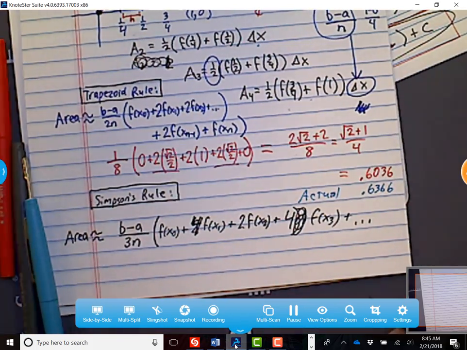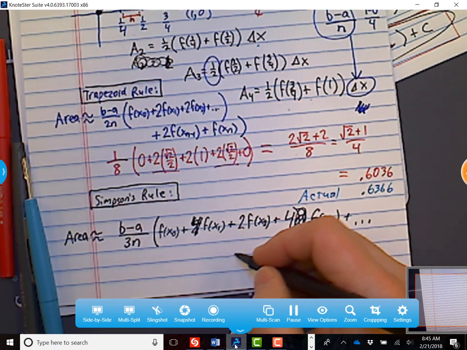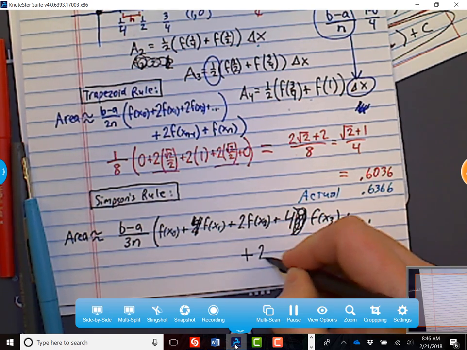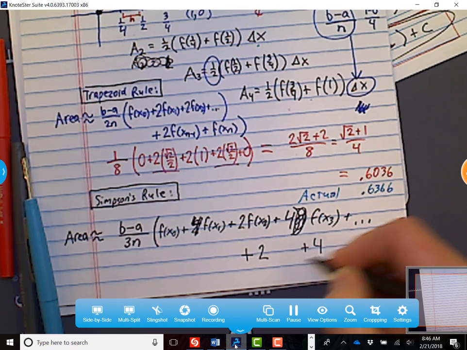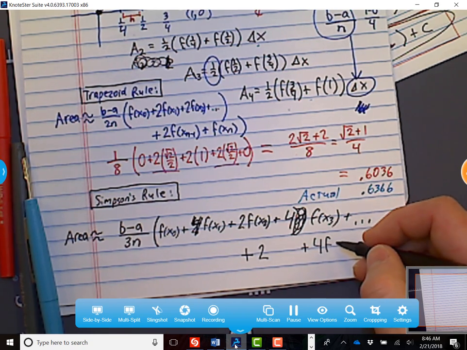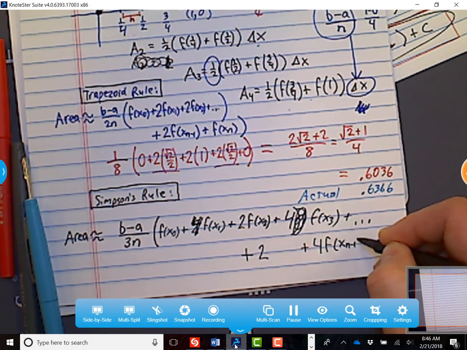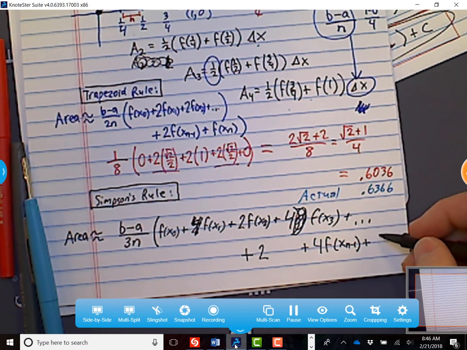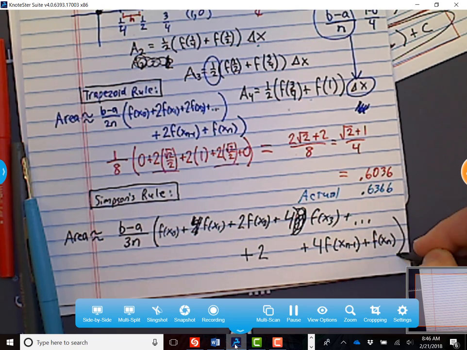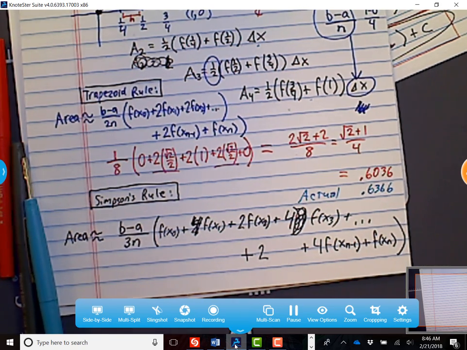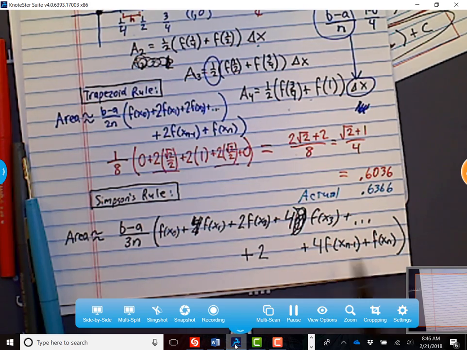Here we go. Okay. At the end, you need to end in a 4. So it's 4 f of x n minus 1. And then, just like you had for the trapezoid rule, you get a single f of xn. And that is Simpson's rule. Okay? So you start off with 1, 4, 2, 4, 2, 4, 2, 4, 2, 4. It has to end in a 4 and then a 1.